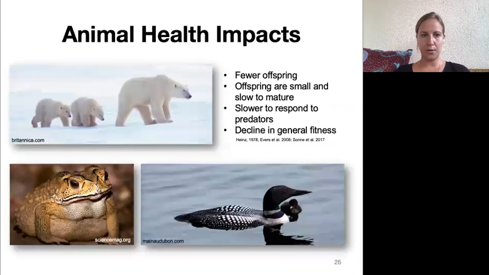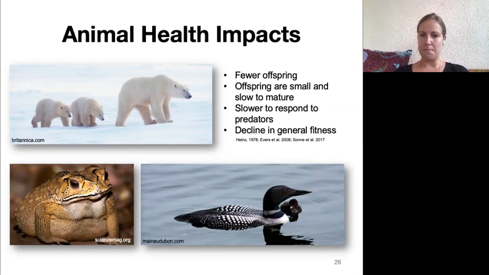Lastly, there are also animal health impacts from mercury. With mercury being able to be easily transported through the world, it impacts wildlife from polar bears in the north to frogs in the far south of the globe, and to birds in between.